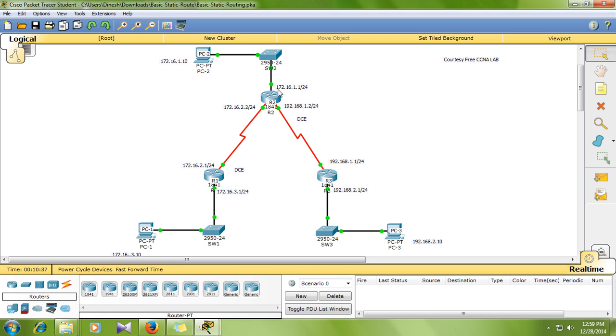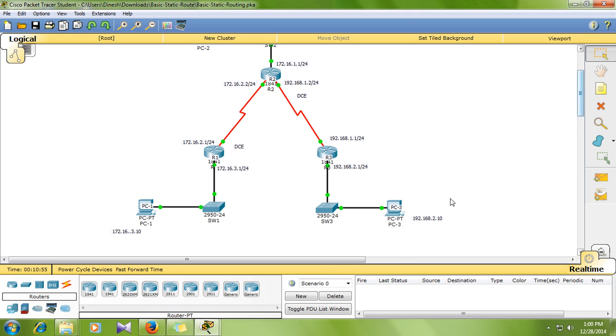This interface is 172.16.1.1/24. The serial interface between R1 and R2 is 172.16.2.1/24. The R2 to R3 link is 192.168.1.2/24. PC3's IP address is 192.168.2.10. Of course, the R3 FastEthernet interface is 192.168.2.1/24. Similarly for PC1, 172.16.3.10/24.